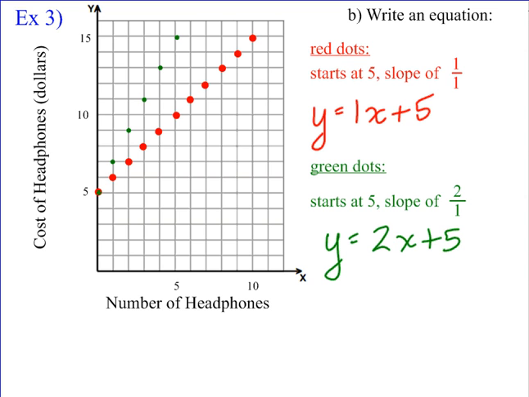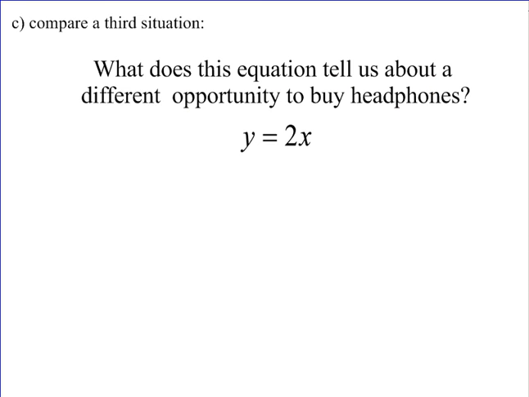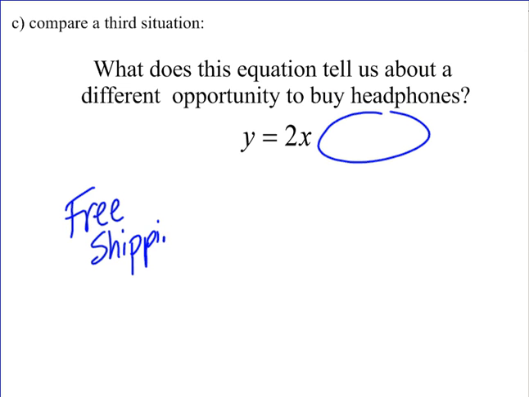Now, looking at that, let's try and throw a curve into this, and let's get a third company involved. What does this equation tell us about buying a different opportunity to buy headphones? Well, we notice that there's no number floating out there. So what that tells us is that, hey, there's free shipping. I'm not going to pay for shipping if I buy from the equation company. Also, I get to find out by the slope. We know that that's 2/1. So that means that each set of headphones is going to cost $2.